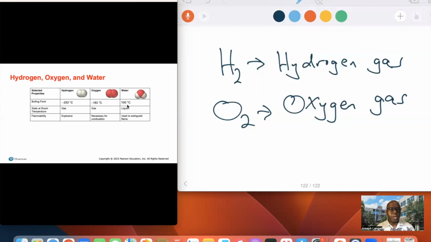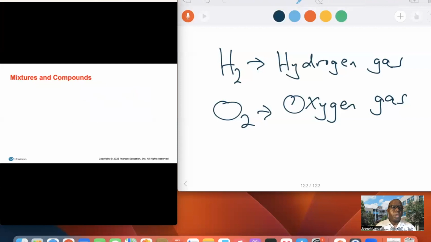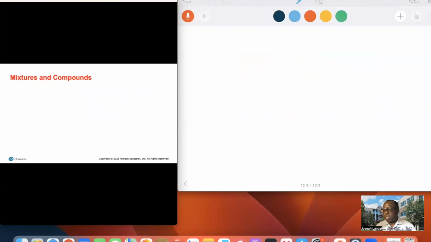The point here is when elements combine, they end up with compounds with different properties. No one will actually ask you what is the boiling point of water, or what is the boiling point of hydrogen in comparison to oxygen, right? Or the flammability of all this. The point here is when elements combine to form compounds, the resulting compounds have different chemical properties compared to the elements which form them.